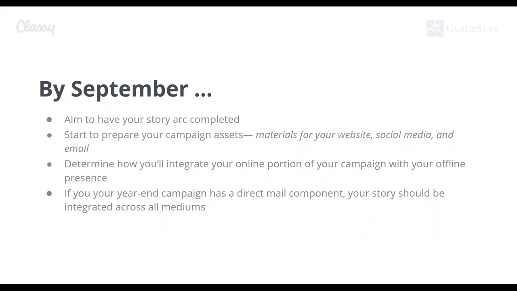By September, aim to have your story arc completed and start preparing your campaign assets, so your materials for your website, social media, and email content. Think about how you'll integrate your online portion of your campaign with your offline presence. If your year-end campaign has a direct mail component, your story should be integrated across all modes. Online and offline are not distinct appeals. Continue the story for your donors across each communication that they receive.